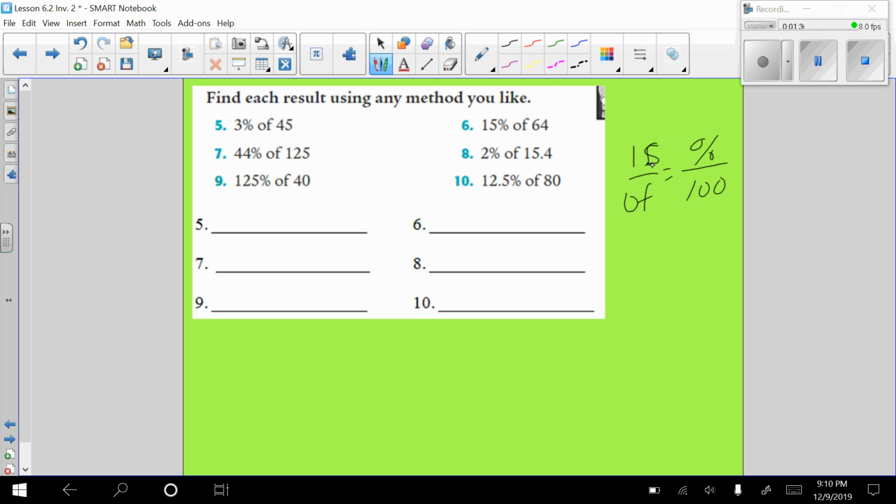All right, you should have gotten 3% of 45 is 1.35. 15% of 64 is 9.6. 44% of 125 is 55. 2% of 15.4 is 0.308. 125% of 40 is 50. And 12.5% of 80 is 10. Hopefully you're getting this down.